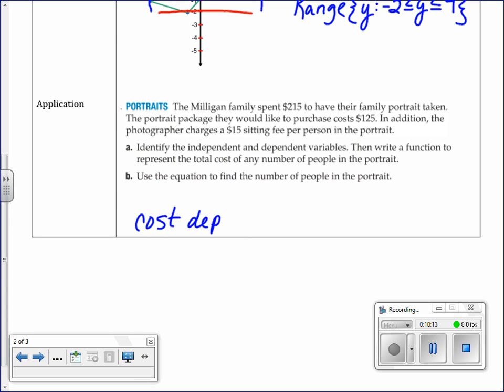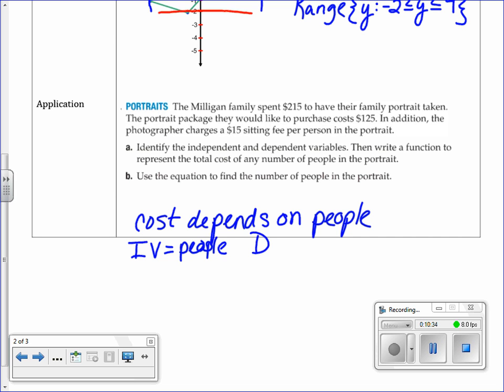depends, again, it's a Monday morning. Oh, I was right, depends on the people. It's the number of people that really drives the cost. So my independent variable is going to be people. My dependent variable is going to be the cost.